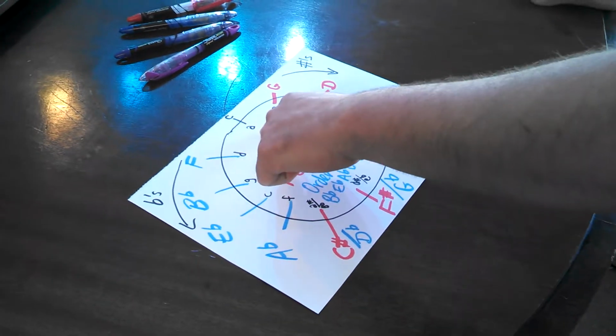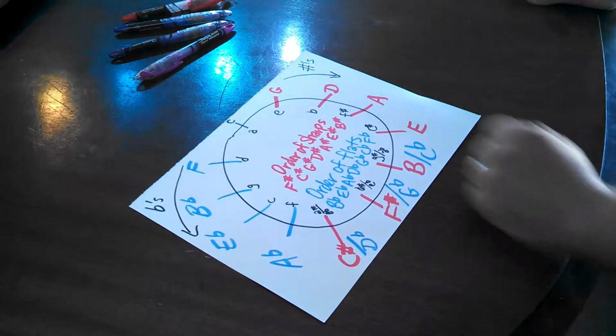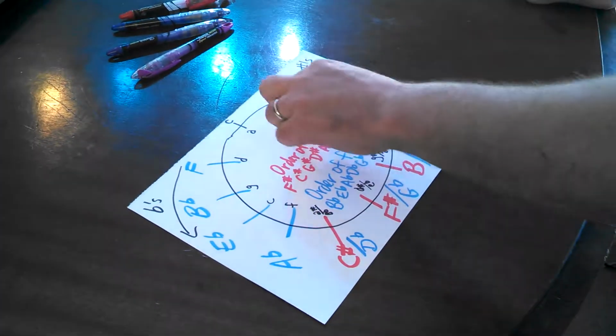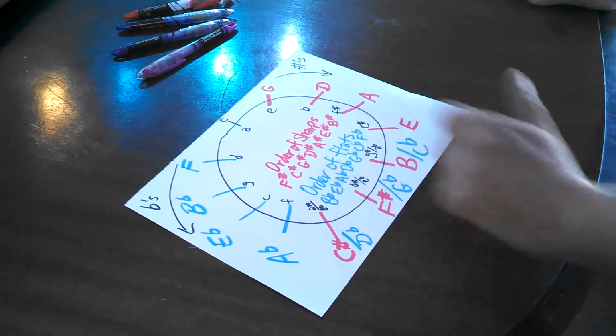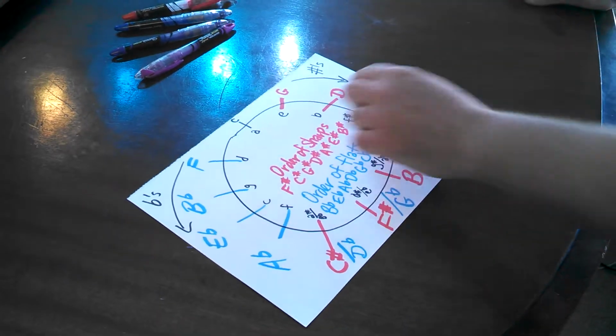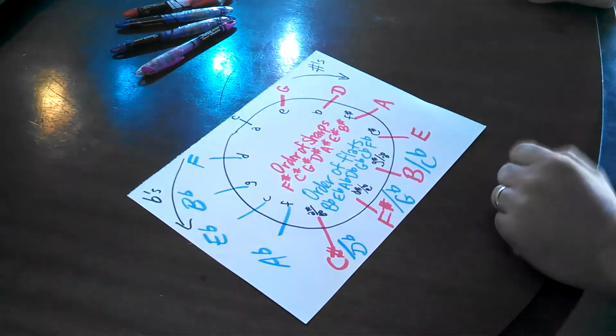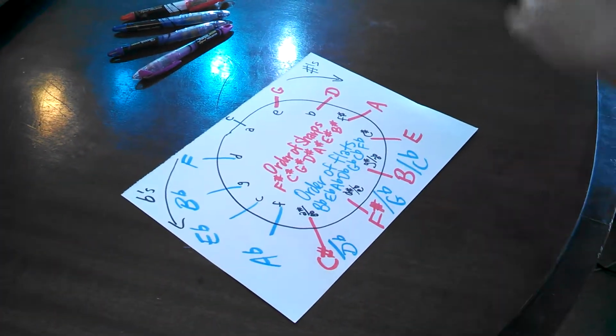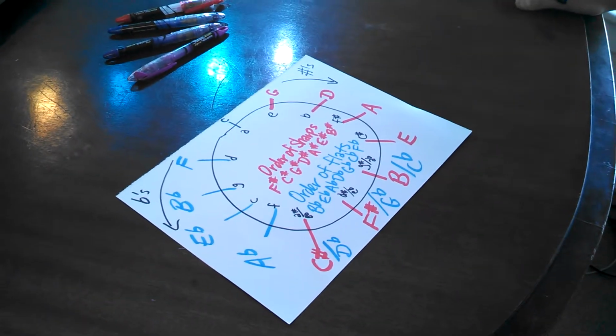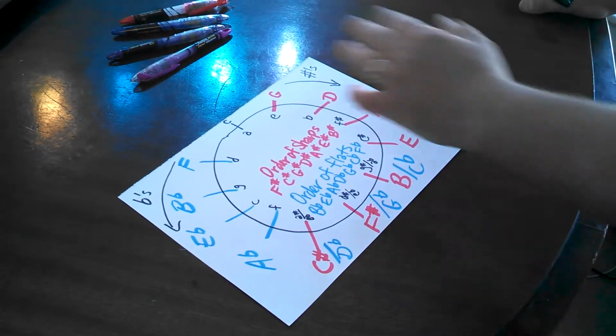So the key of A minor has 0 sharps or flats. The key of E minor on the sharp side has 1 sharp, and it would be F sharp. Key of B minor has 2 sharps because it's the second one over, F sharp and C sharp. So just like you could read it with the major keys, you can do the same thing with the minor keys. And it works for the flats as well.